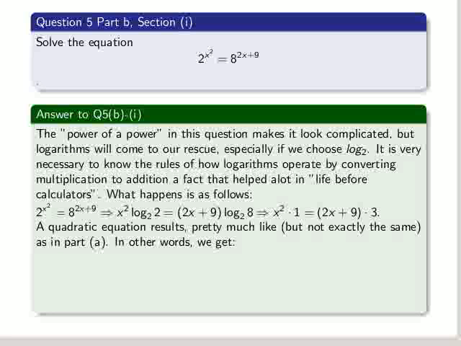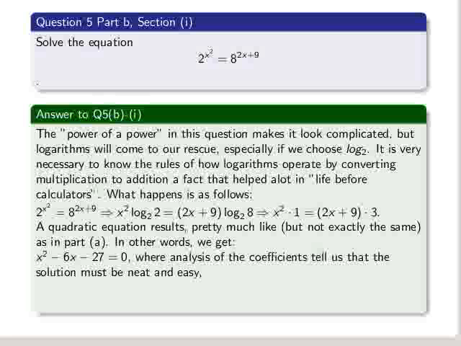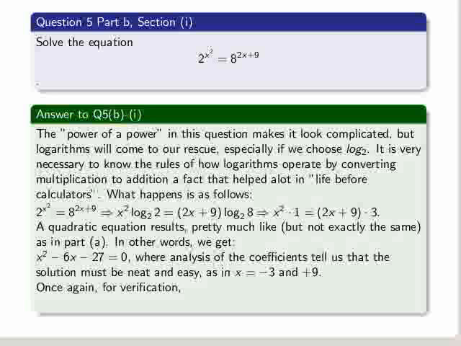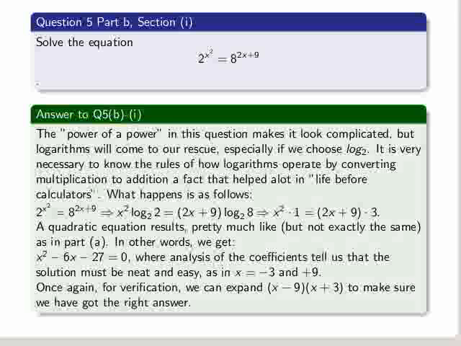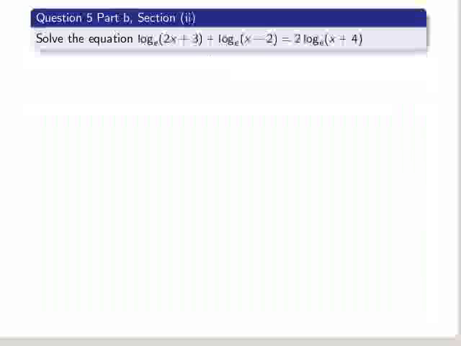In other words, we get, by bringing the left-hand terms over to the right-hand side, x squared minus 6x minus 27 equals 0. Analysis of the coefficients once again tells us that the solution must be neat and easy, as in x equals minus 3 and plus 9. Once again, for verification, we can expand x minus 9 multiplied by x plus 3 to make sure we have the right answer. Okay, on to section 2 of part B.